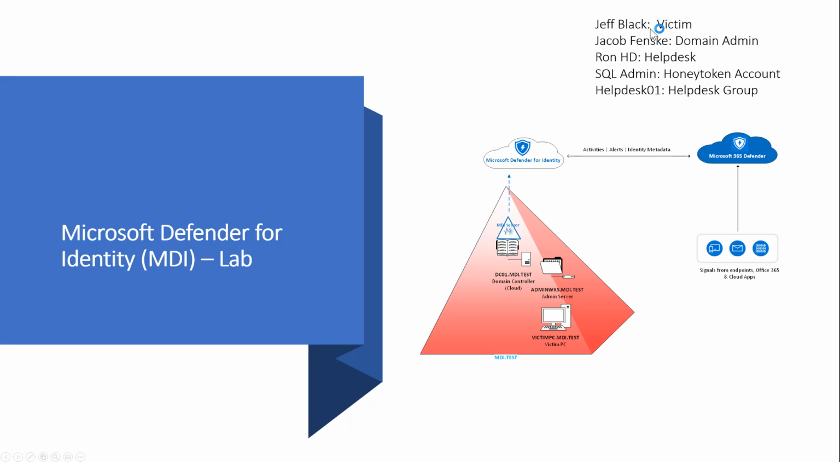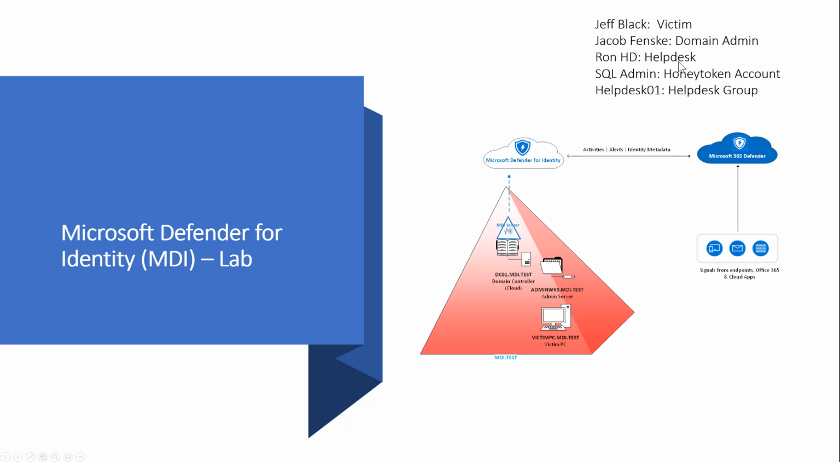Jeff Black is the victim, whose account and machine are compromised, hopefully because of some phishing attack, and an attacker can get access to his machine, which is this victim PC. We have Jacob Fenske, who is a domain admin. I have one more domain admin that we created by default, which is Azure admin, who is also an enterprise admin. Jacob Fenske is only a domain admin. Azure admin is domain admin, enterprise admin, and schema admin.